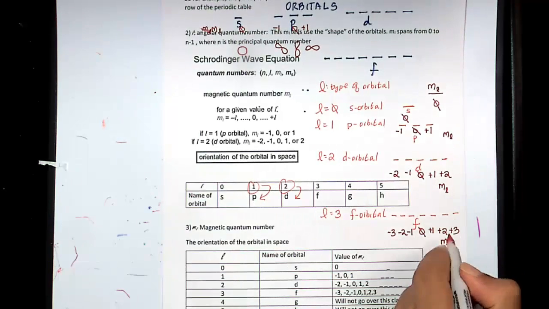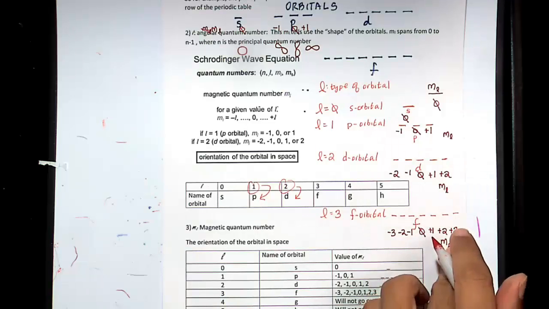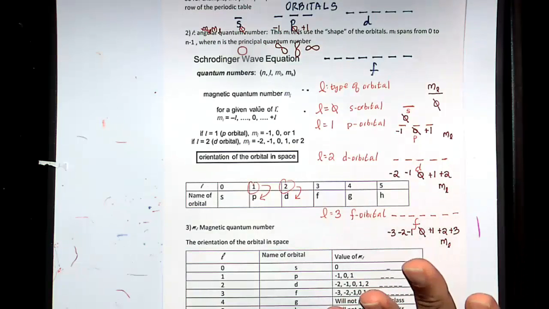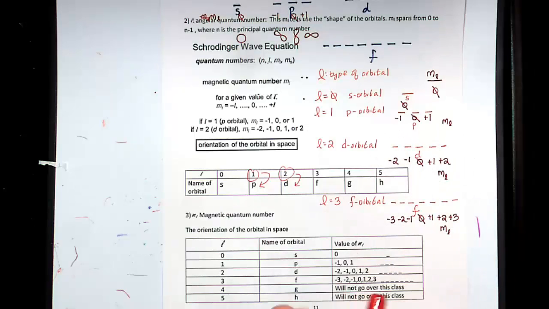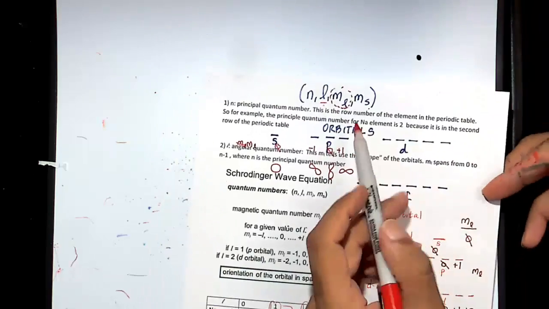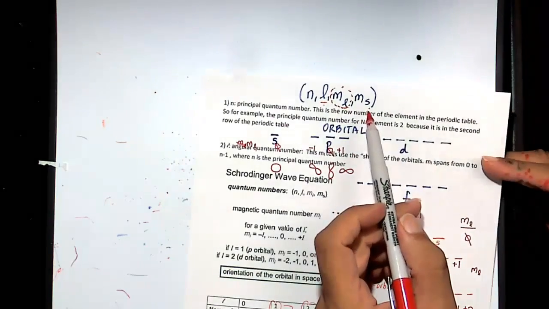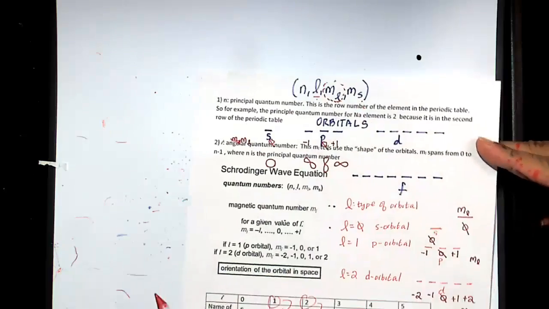This is called the magnetic quantum number. Don't worry about the technical name. It's just where within the orbital the electron can reside. So these are the different values for S, P, and D. And of course, the fourth quantum number, the spin quantum number, is +1/2 or -1/2.